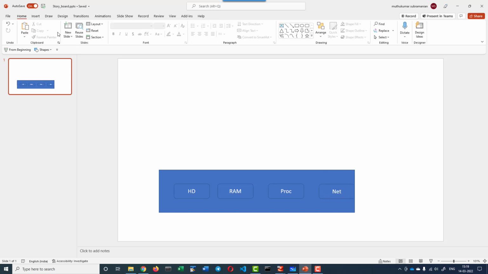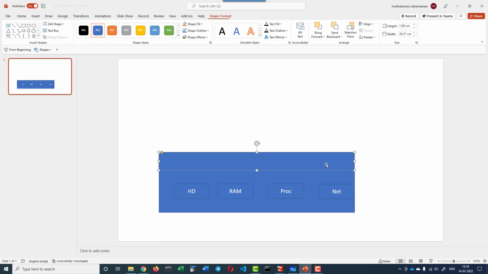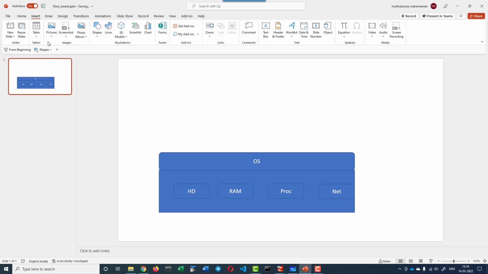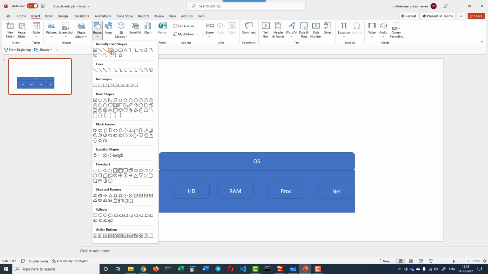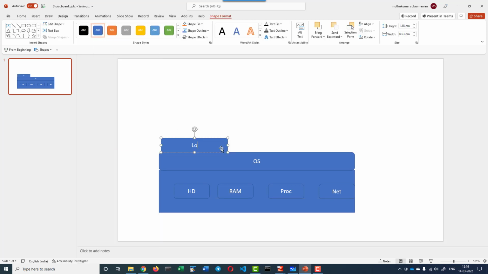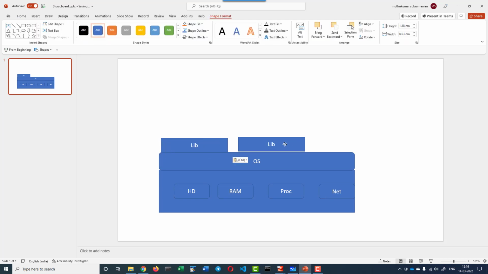To manage all these resources, we will be having an operating system running on top of it. So the operating system will be having its own kernel. On top of the operating system, we will be having libraries and other dependencies.